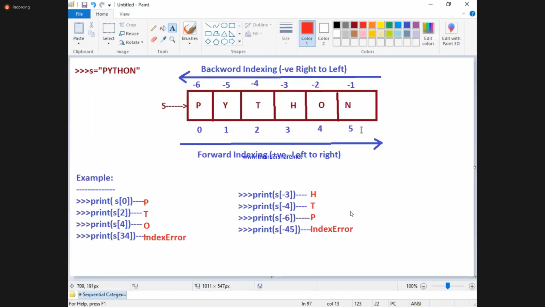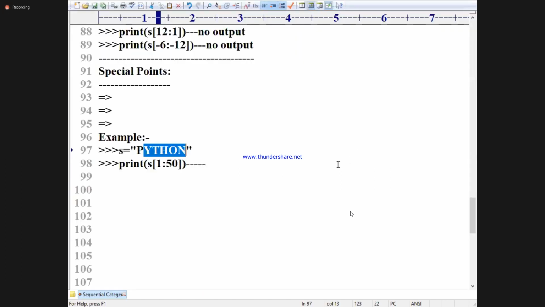How many positions do you have? 5. After that, do you have a 6th position, 7th, 8th, up to 49th position? That will be simply ignored. That means whenever I pass an invalid index, when the condition is satisfied, it will take only from that specified position to the end of the string.